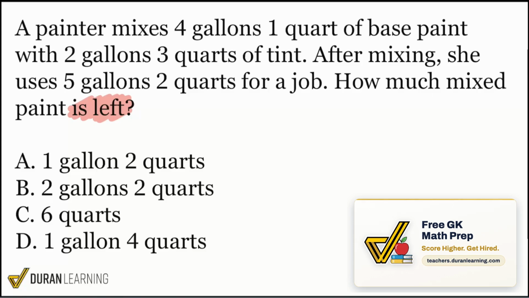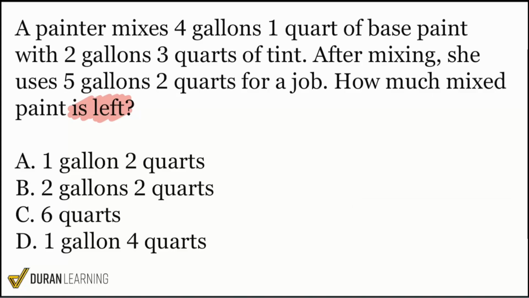When you mix things together, everybody, what operation is that? If I'm mixing the paint and the tint, that's addition. So I'm going to say that the paint plus the tint is the mixture that I'm working with. And then it says, after we're done with the mixing, she uses this much for a job. Okay, so I'm going to say subtract, because if we use it, that's subtraction. We're taking that away from what we have. And so we're going to subtract the amount for the job.